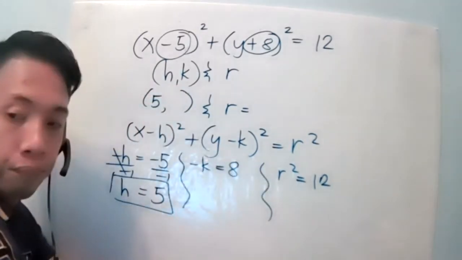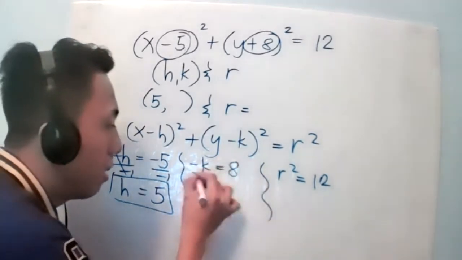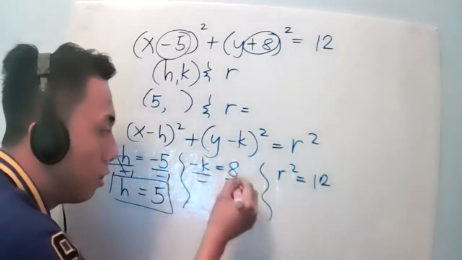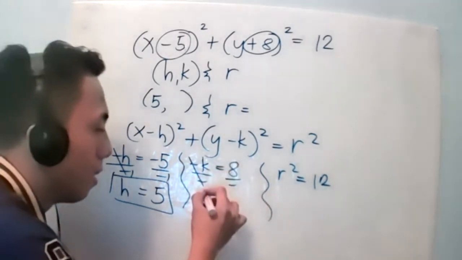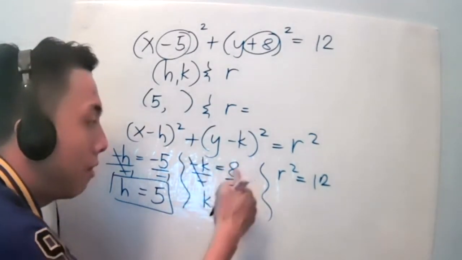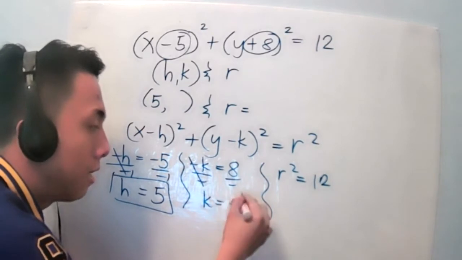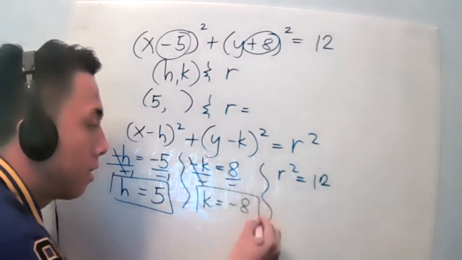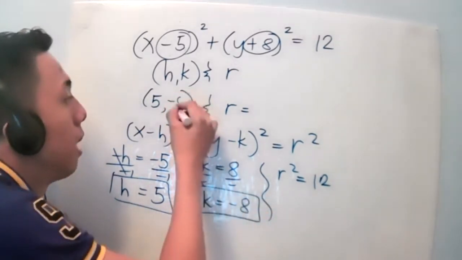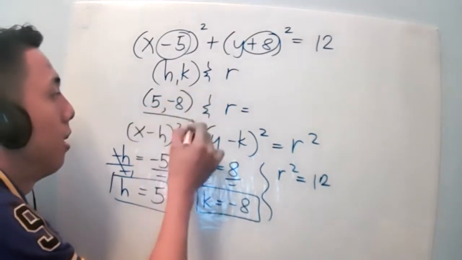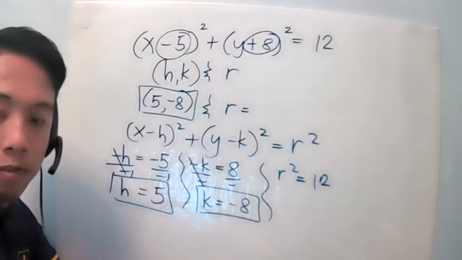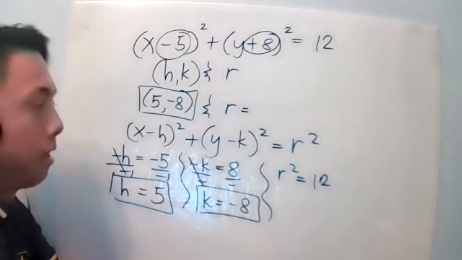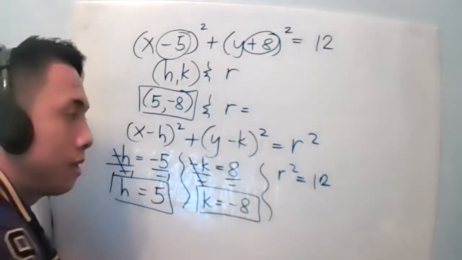K. Our k now here is also negative, so we need to divide both sides by negative. So k will become 8 divided by negative 1, that is negative 8. So we have the center, that is 5, negative 8.